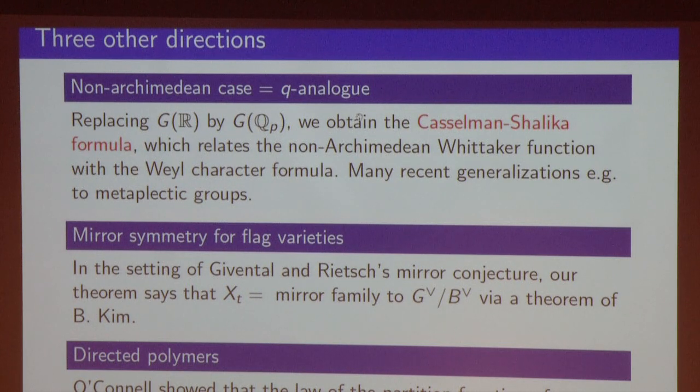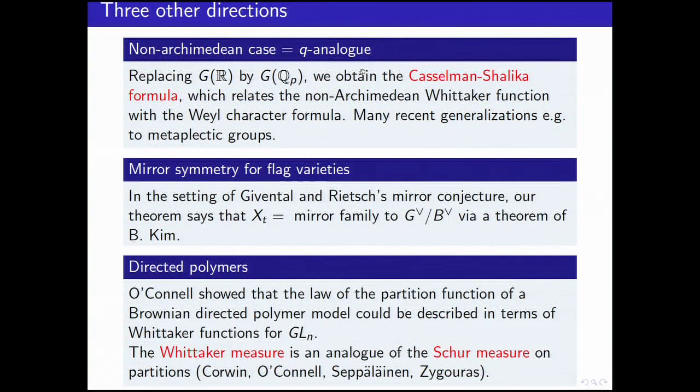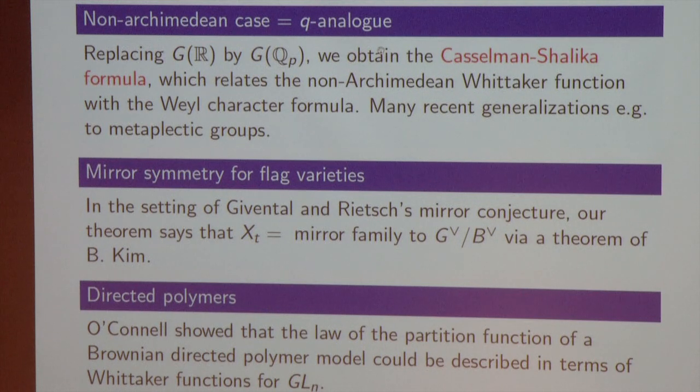The point of view where I first learned of this kind of philosophy is in the theory of mirror symmetry for flag varieties. There are many different mirror symmetry conjectures, and Givental's mirror symmetry conjecture doesn't seem to be the most popular kind, but it seems to be successful for flag varieties, and some other classes of varieties as well, but not as successful as other approaches. In the setting of Givental's mirror symmetry conjecture, the theorem I stated says that X sub T, thought of as a family over T, is the mirror family to the Langlands dual flag variety. That's because earlier Kim had proved that the quantum D-module, which is a quantization of the quantum cohomology of G check mod B check, was given by this quantum Toda lattice.